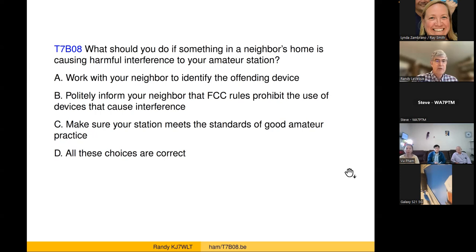So here are some choices. You could work with your neighbor to identify the offending device. Go knock on their door, politely ask them to help you sort out the problem. Actually, let me just tell you, all of these choices are correct. You should do all of these things.